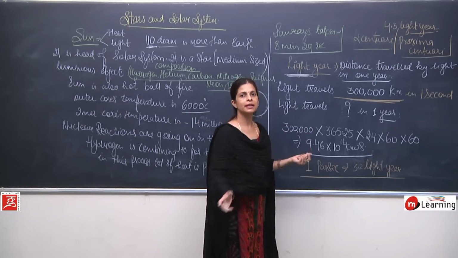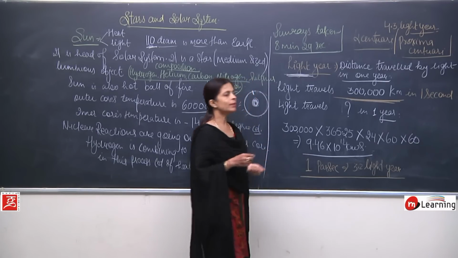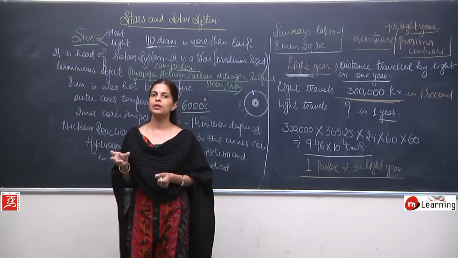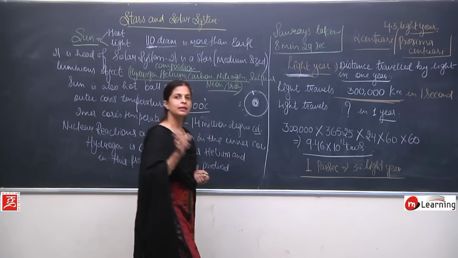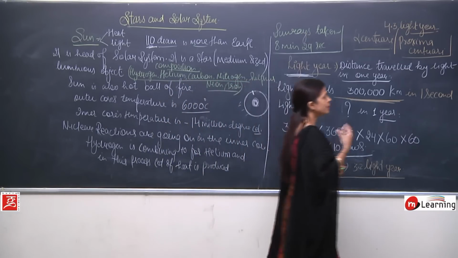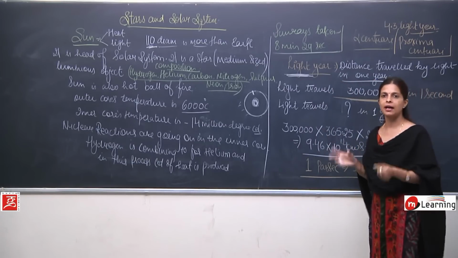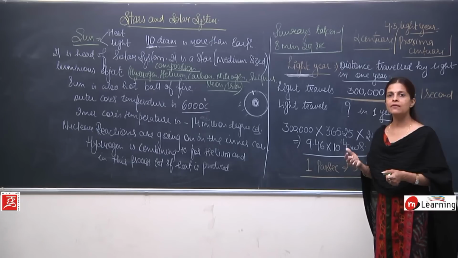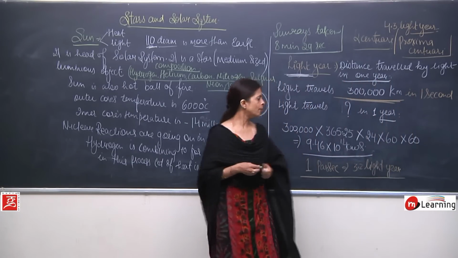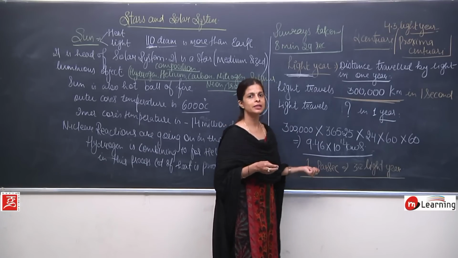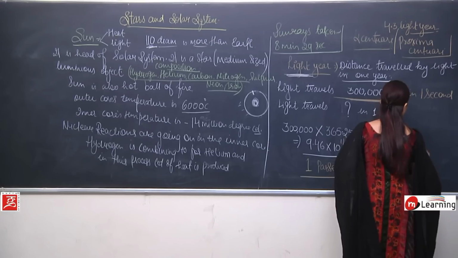This is how astronomical distances are calculated. Astronomical distances means what? The distance between two heavenly bodies. The distance between two heavenly bodies cannot be calculated in other units like kilometers, because the distances are very high. So we need bigger units, and light year is a bigger unit. Parsec is also one of the astronomical units.